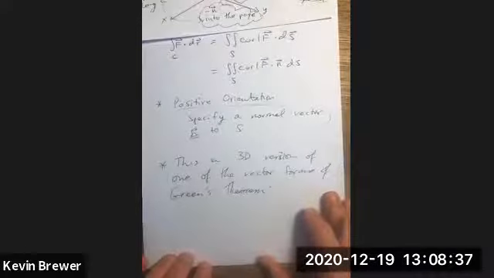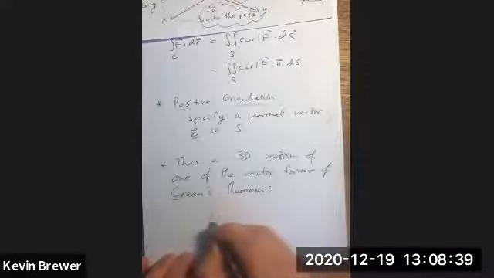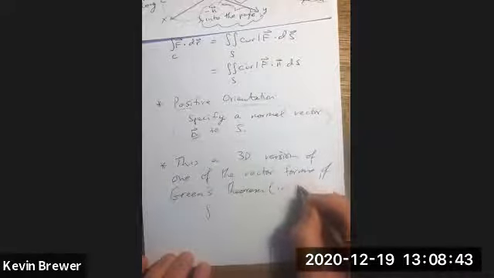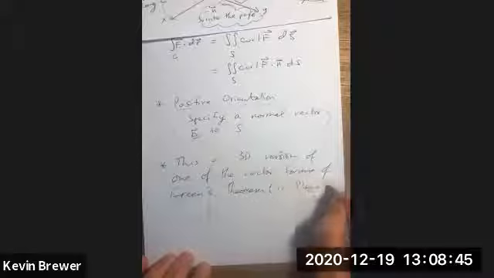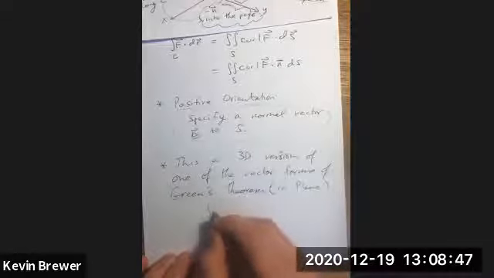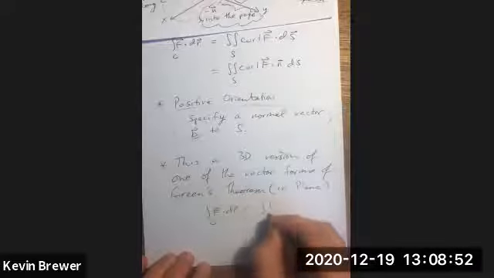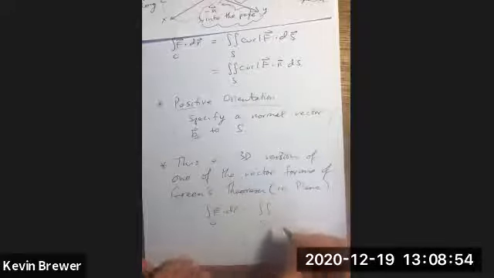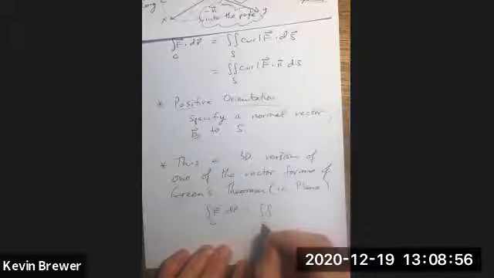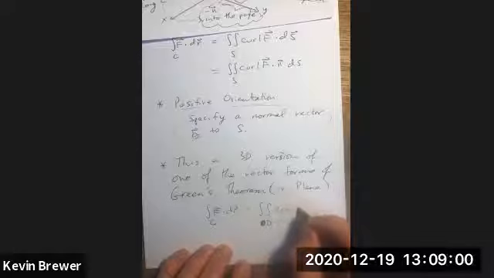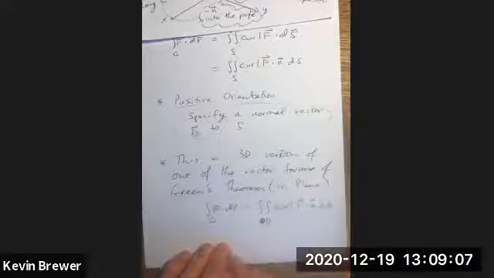Remember, one of the ways that we wrote Green's theorem in the plane: the integral along C of f dot dr was the double integral over the interior D of curl of f dot k dA.